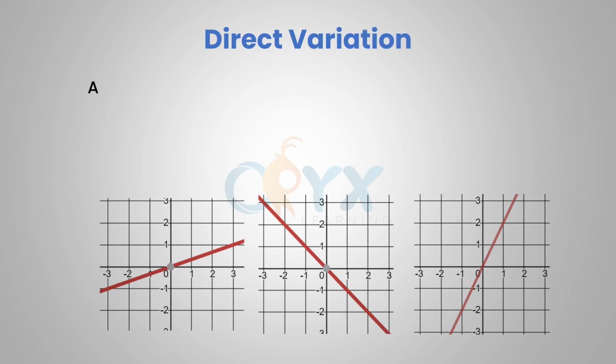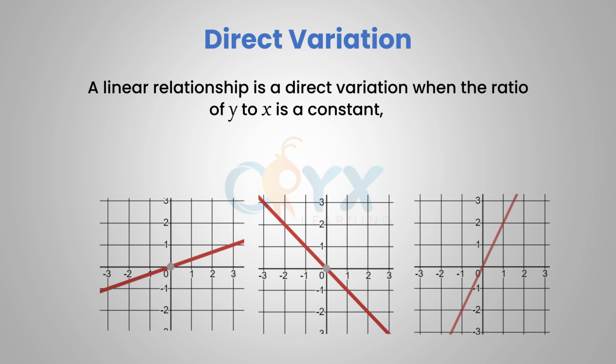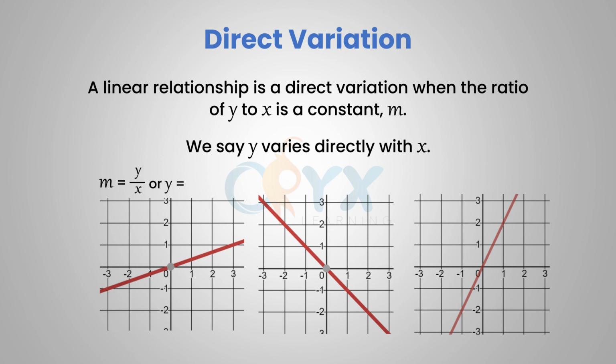To review, a linear relationship is a direct variation when the ratio of y to x is a constant, m. We say that y varies directly with x. Our equations are m equals y over x or y equals mx, where m is the constant of variation and m cannot equal 0. Remember that direct variation equations always have a y-intercept of 0. Each of the graphs will pass through the origin or the point 0, 0.